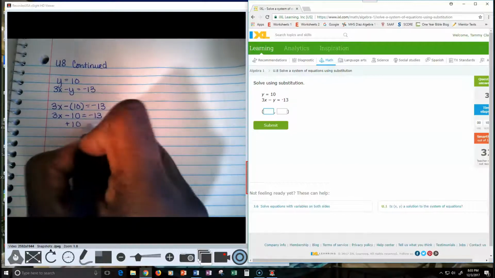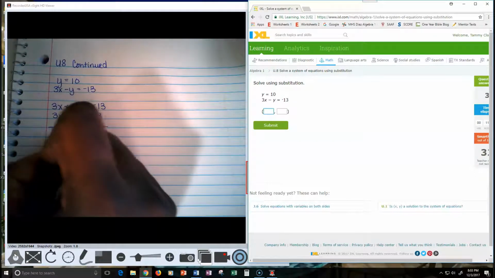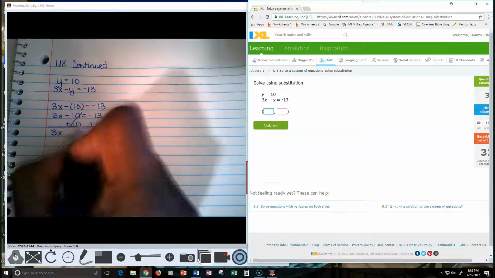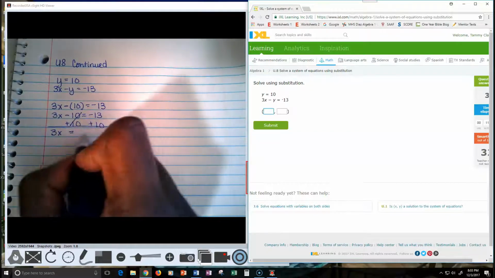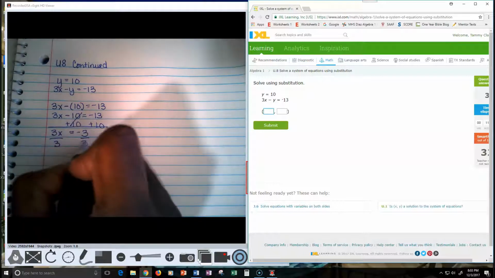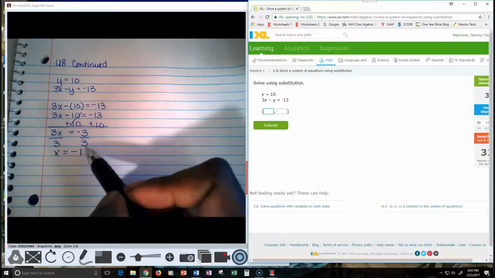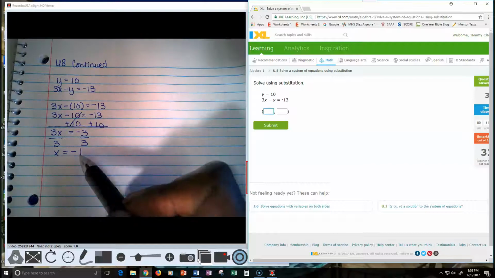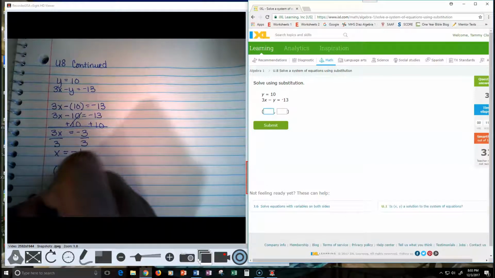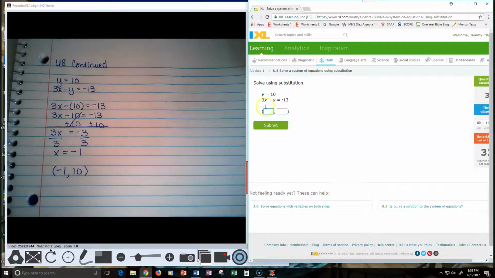So I'm going to add 10 to both sides of the equation. I have 3x, negative 10 plus 10 is 0. Negative 13 plus 10 is negative 3. Divide by 3 on both sides of the equation. Therefore, x is negative 1 because a negative divided by a positive is a negative. So because I know what y is and I know what x is, I can write my ordered pair as negative 1, positive 10. That is where the lines cross.